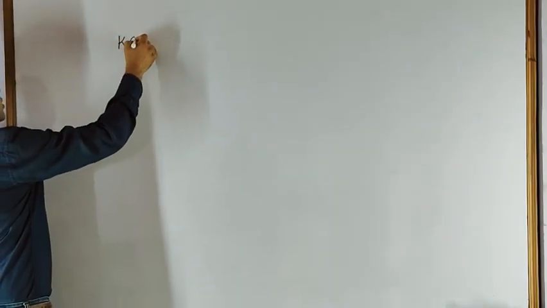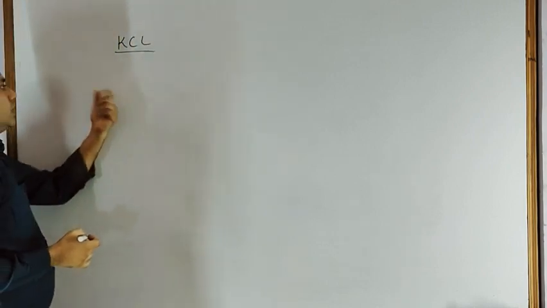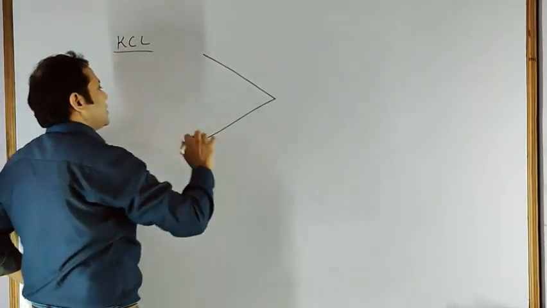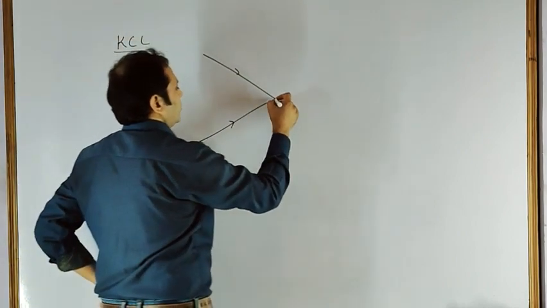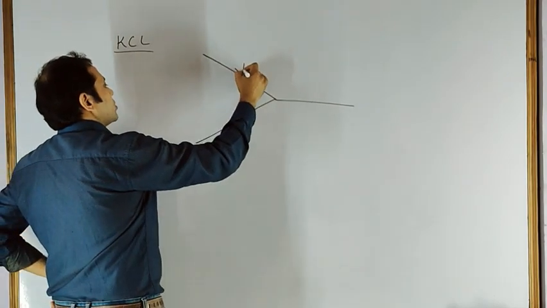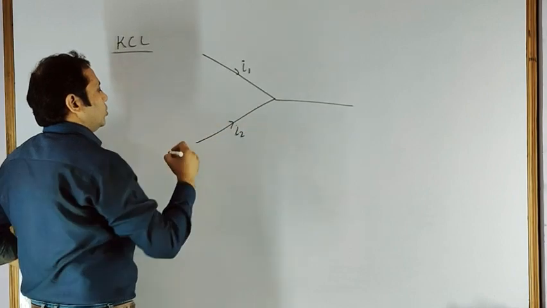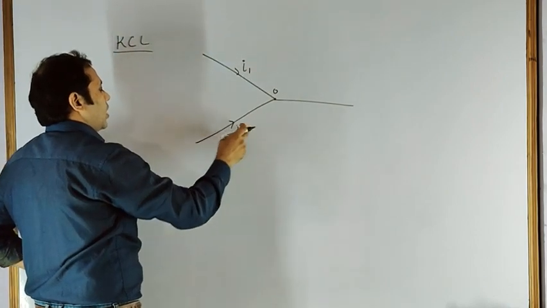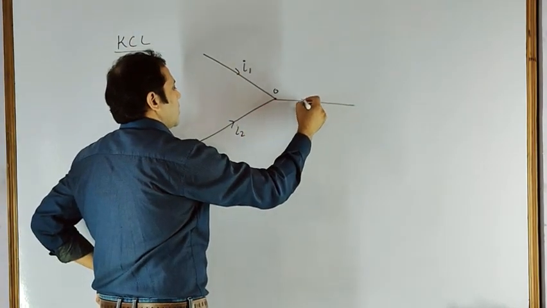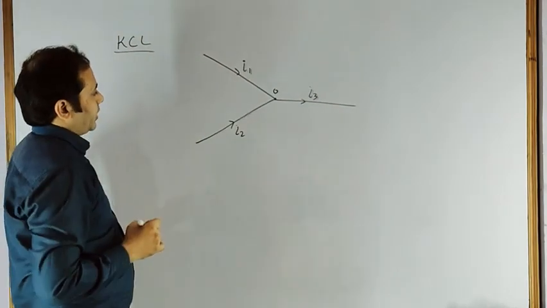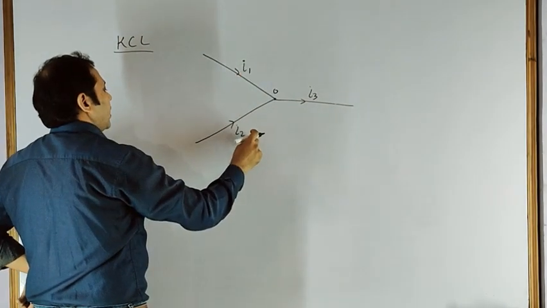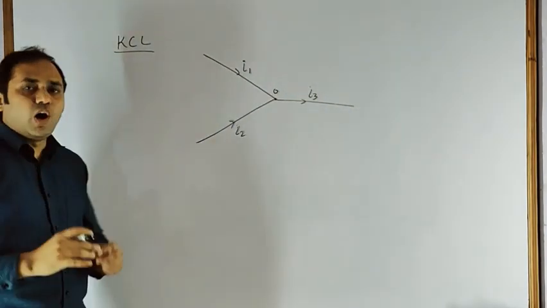So what is KCL basically? Kirchhoff's current law. K stands for Kirchhoff, C stands for current, and L for law, and it states that, let's suppose current I1 and current I2 meet at the junction O, and I1 and I2 are incoming currents and the result is I3, the outgoing current. According to Kirchhoff's current law, the sum of incoming current equals the sum of outgoing current.